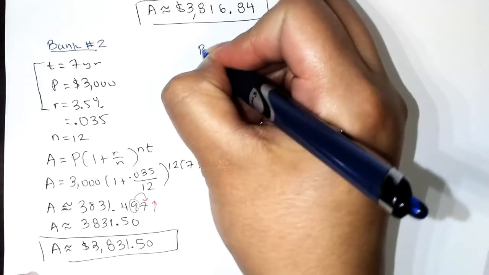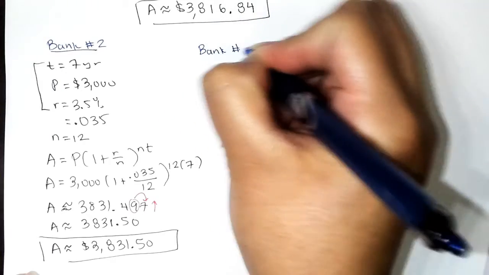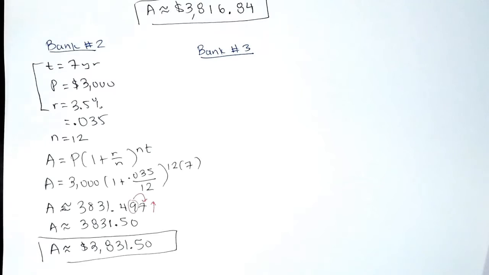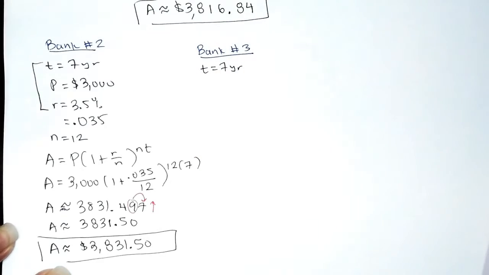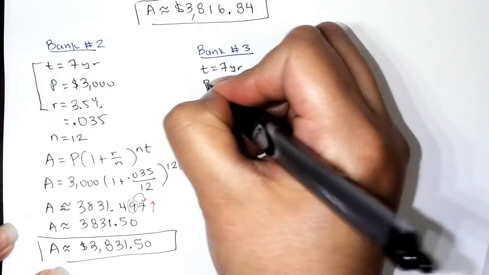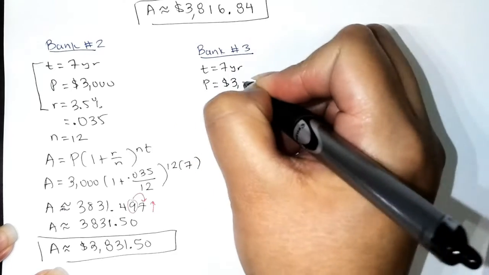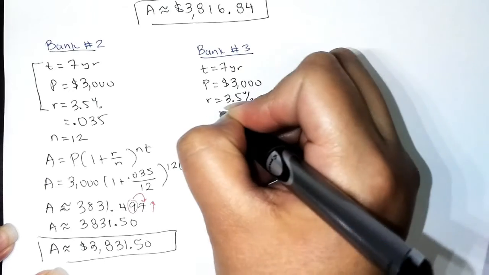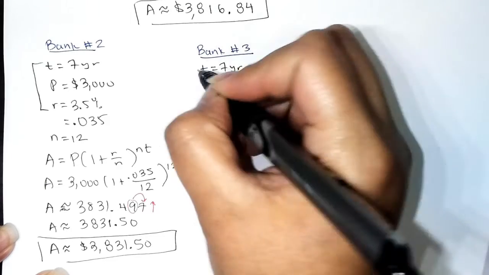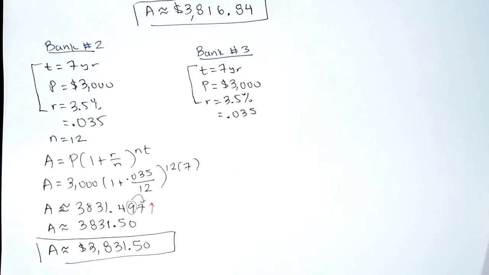Bank number 3. Let me write down the 3 things that are the same, which are the time, principal, and rate. Time is 7 years. Principal is $3,000. And the rate is 3.5%, in decimal form 0.035. These 3 ingredients are the same for all 4 banks. What differs is the number of times that the interest is compounded or paid out per year.